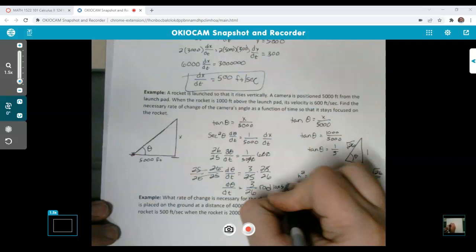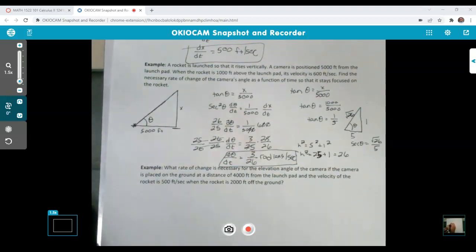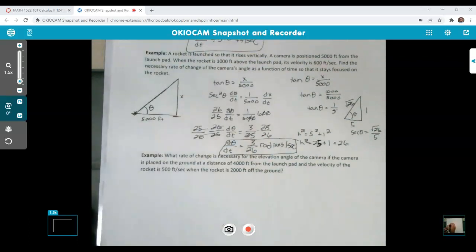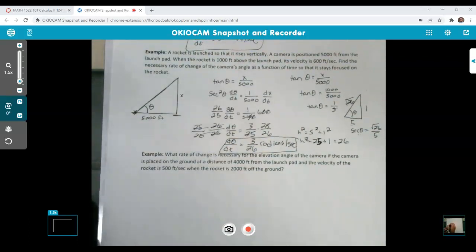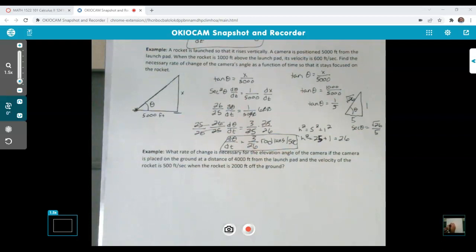Looking at this next example, what rate of change would we need for the elevation angle of the camera if the camera is placed on the ground at a distance of 4,000 feet and the velocity is 500 feet per second when the rocket is 2,000 feet from the ground? So everything is the same here. It's just changing what the numbers are. Okay. So it's going to work the same way.